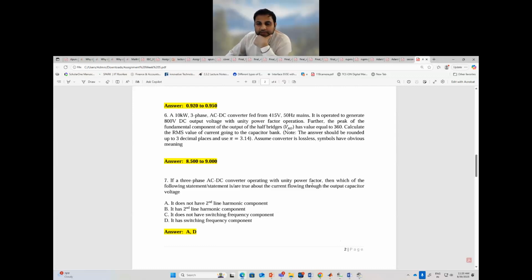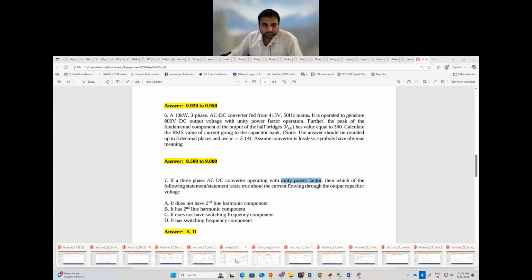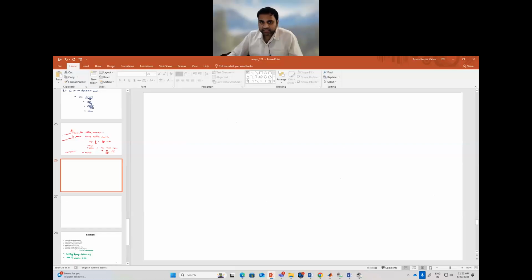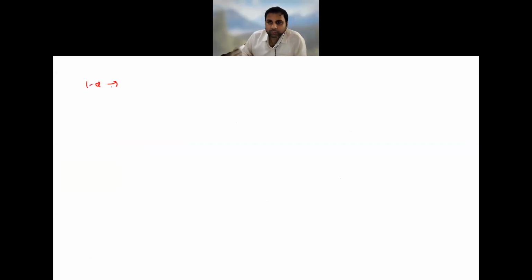So in question number 7, which of the following statements is true? Now in this, this is the unity power factor. In a 3-phase AC/DC converter, it is given that it is operating at a unity power factor. We have derived in the class what we have seen in case of single phase. In case of single phase, on the output capacitance we have the second line harmonic component.